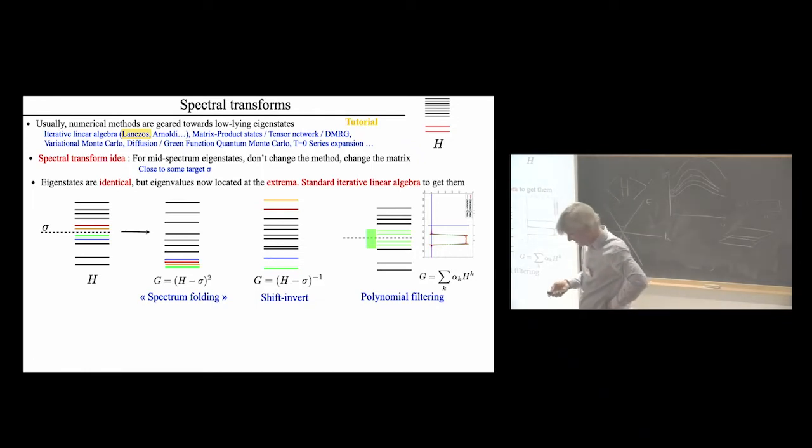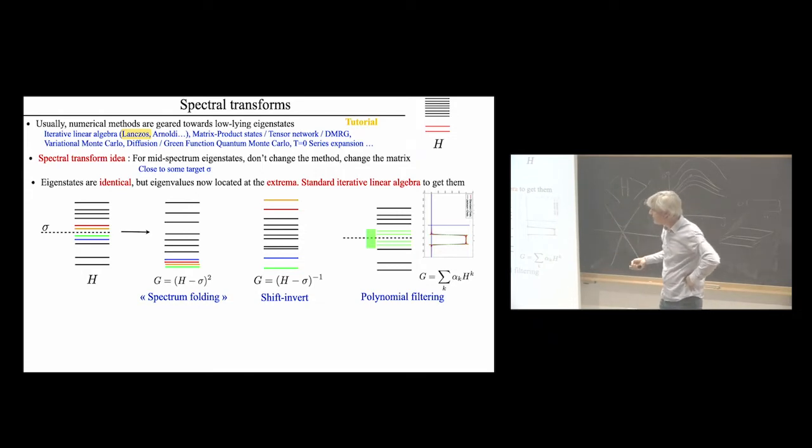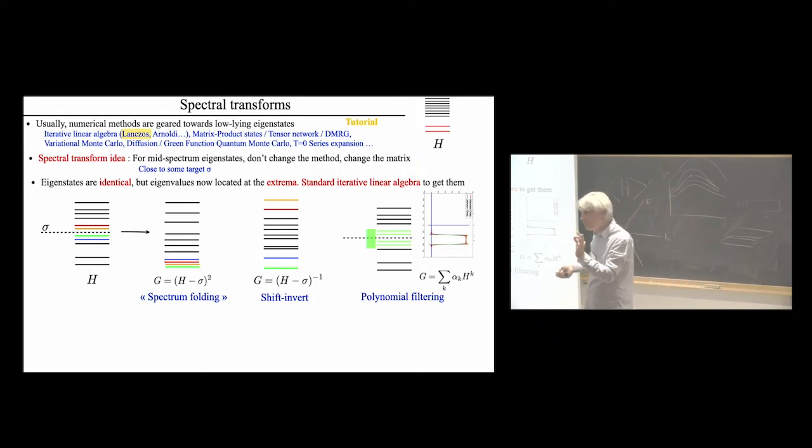Yeah. How does it scale? The complexity of this operation and the complexity of finding all. Yes, yes, you guessed my next slide. Of course, I'm cheating here. The point is we don't compute G. We will never compute G.